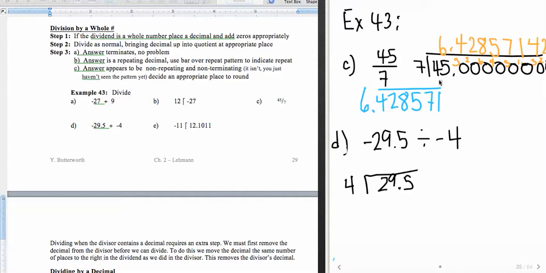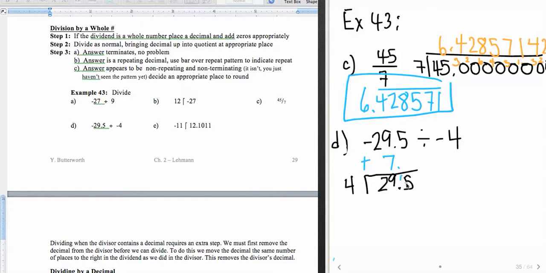And a positive divided by a positive is a positive. So there's my answer. Now the next one, a negative divided by a negative, is going to give me a positive. And then 4 will go into 29 7 times. And the decimal comes up. 7 times 4 is 28, remainder 1.